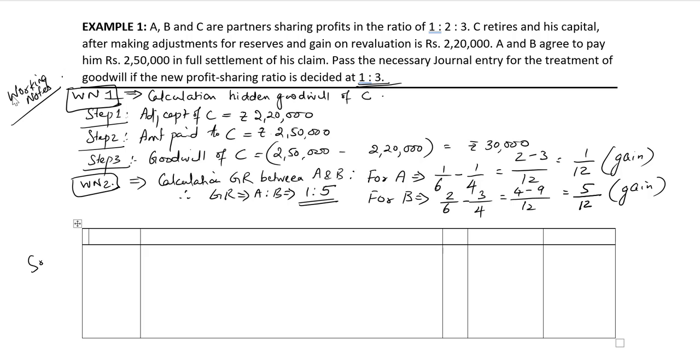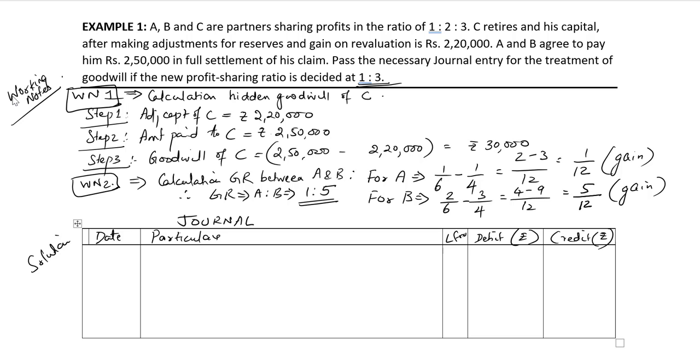So let's go ahead with the solution. Journal. Date, particulars, LF number, debit rupees and credit rupees.